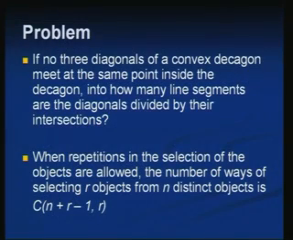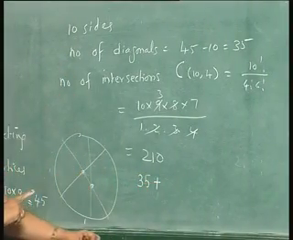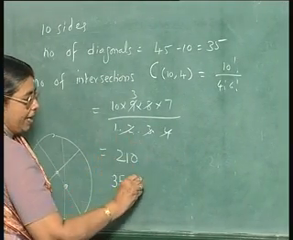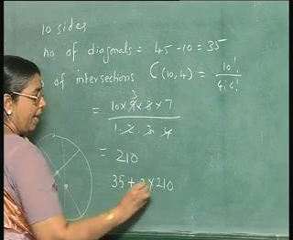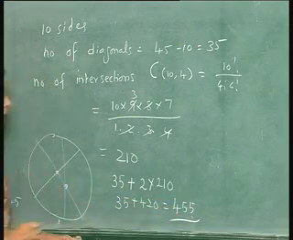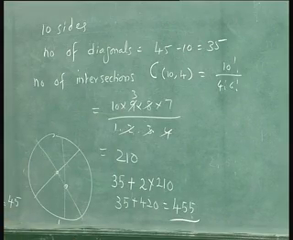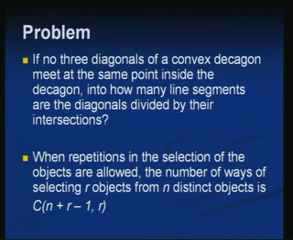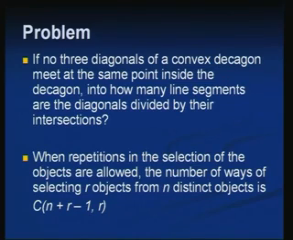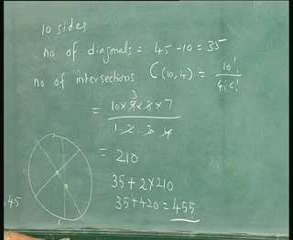So, the question is how many line segments are the diagonals divided by their intersections. Initially there are 35 diagonals, and each intersecting point adds a line segment in 2 diagonals. The number of intersecting points is 210. So, that is 2 into 210, and that will give you 35 plus 420 equal to 455. So, in a convex decagon, if you assume that no 3 diagonals meet at the same point, that is, the intersecting points of the diagonals are all distinct, the number of line segments into which the diagonals will be divided is 455, and you get this by arguing it out this way.